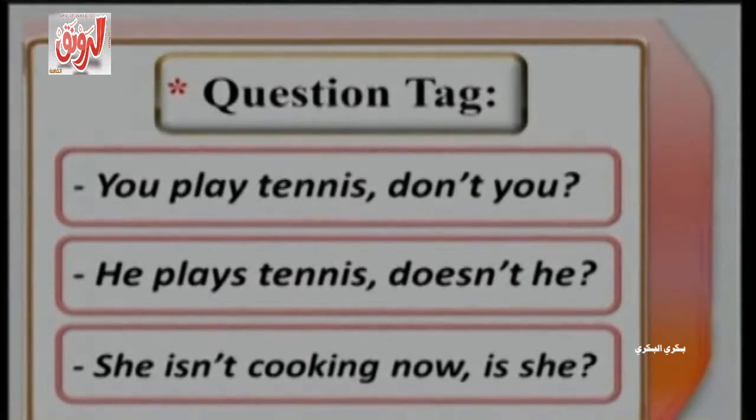She isn't cooking now. Present continuous. The sentence is made negative, so the question tag should be positive. She isn't cooking now. Is she? She is cooking now. Isn't she? And so on. The question tag depends on the action itself.